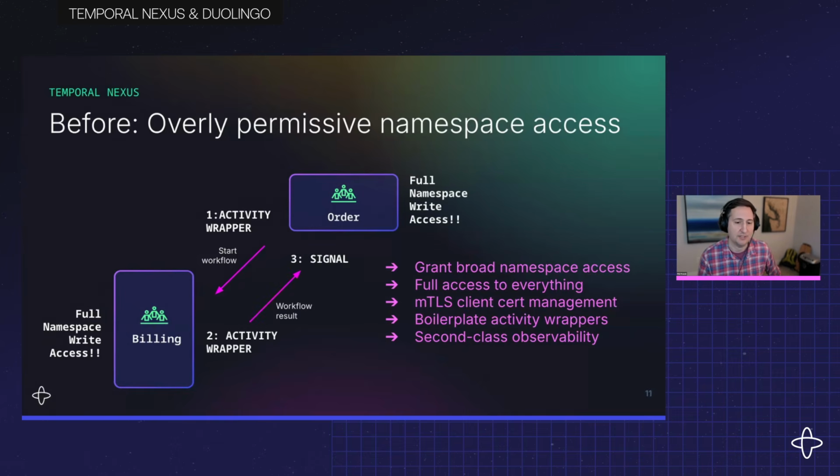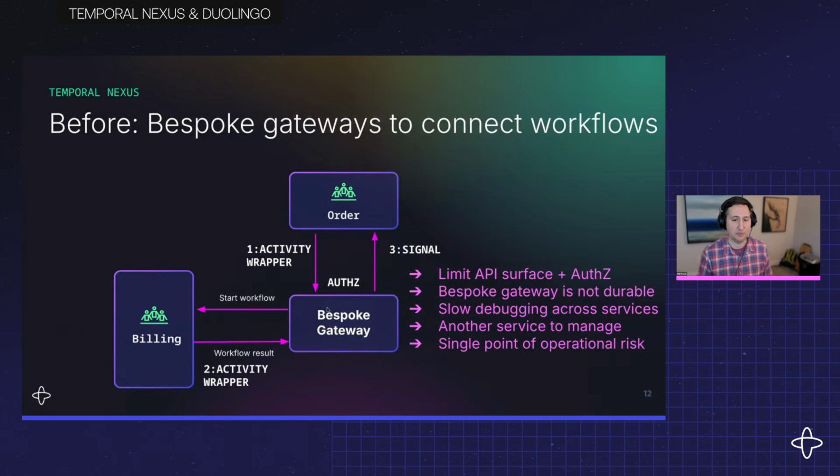And so what you would actually see in practice for async results is another activity wrapper back to the caller that sends a signal, and you have to have full namespace right on that side as well. And some folks will be like, hey, this is just not cool. So I'm going to add a bespoke gateway in the middle. I'm going to spin up my own HTTP endpoint that exposes a more limited API surface area, and I can control who has access to this thing. And then only the gateway can talk to the individual namespaces.